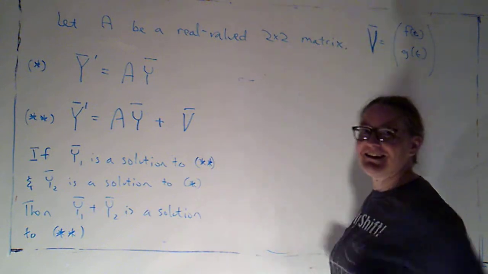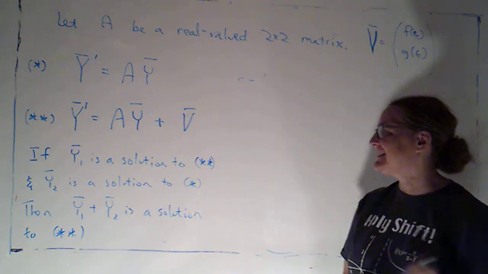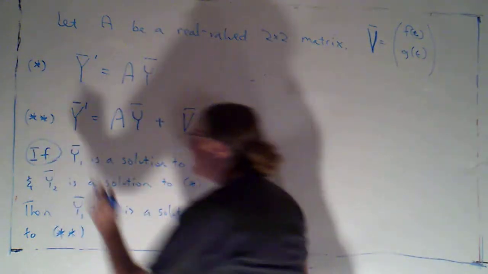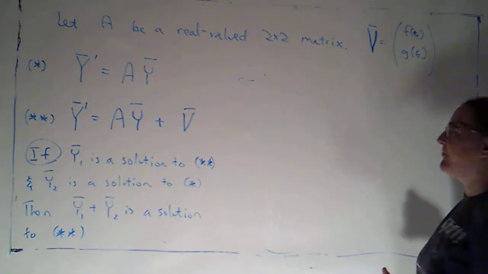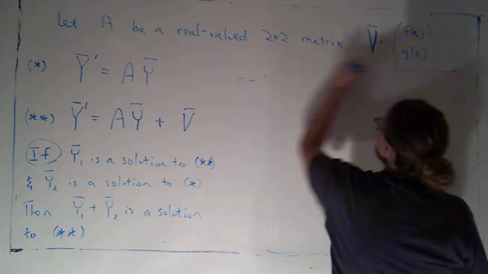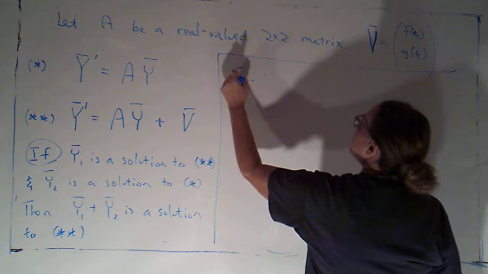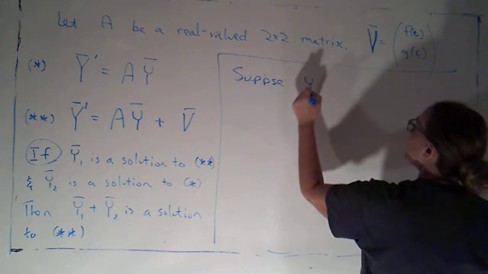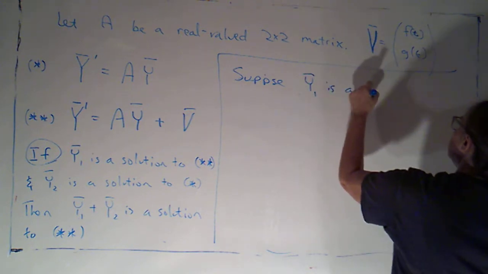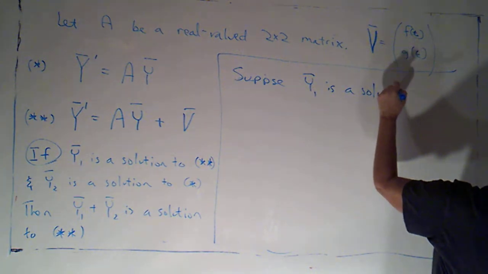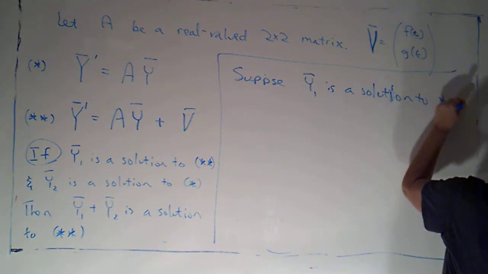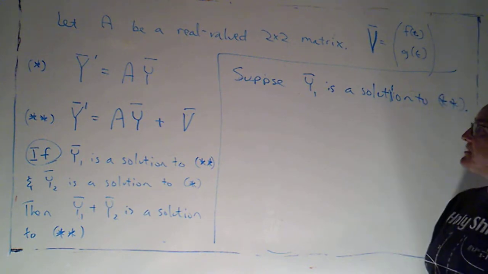That's all I'm taking as given, and I'm going to prove the extended linearity principle. Okay. So there's an if part. My job is always to suppose the if part. So I'm going to just keep the problem up there. Let's suppose that y1 is a solution to double star, the non-homogeneous equation.